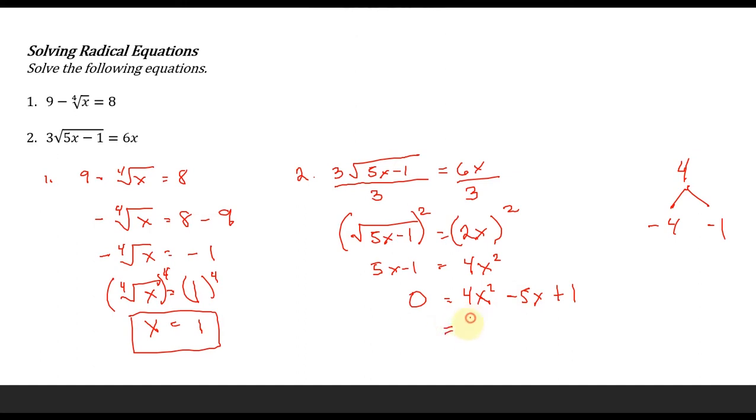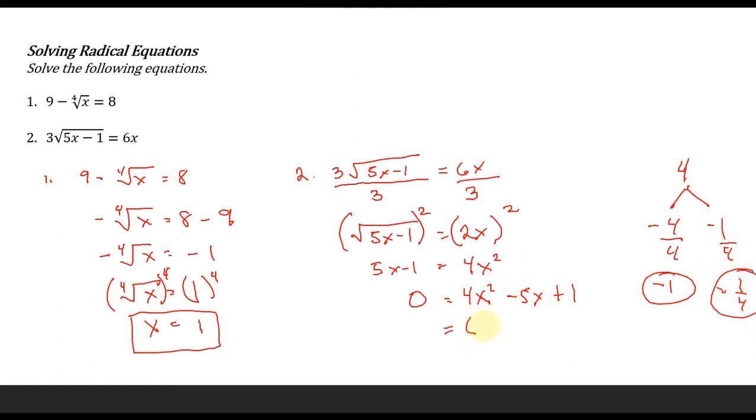So this is equal now to our factors. First, we're going to divide this by the value of a, which is 4. So to simplify this one, the two factors, this will give us negative 1. And then the other one is negative 1/4.